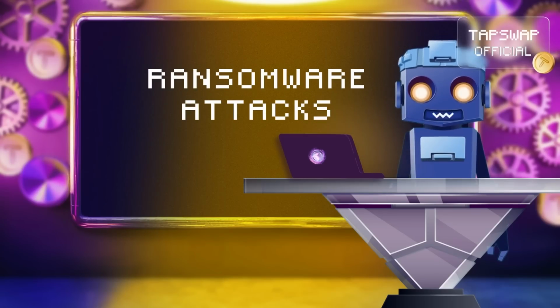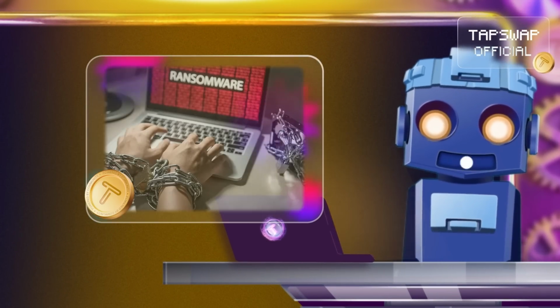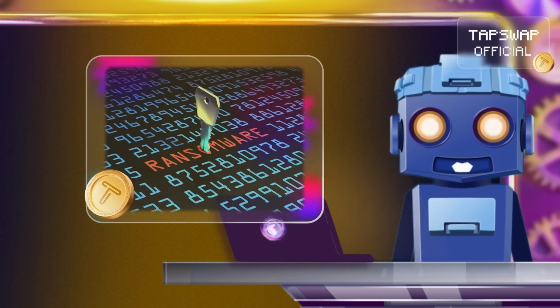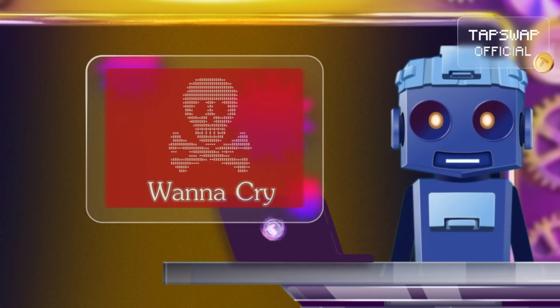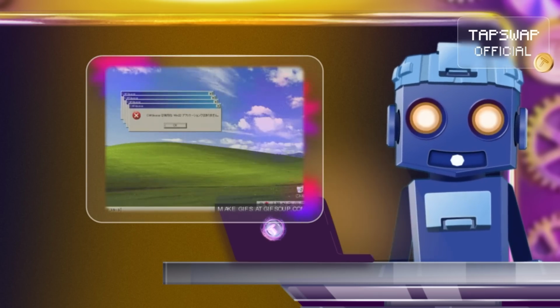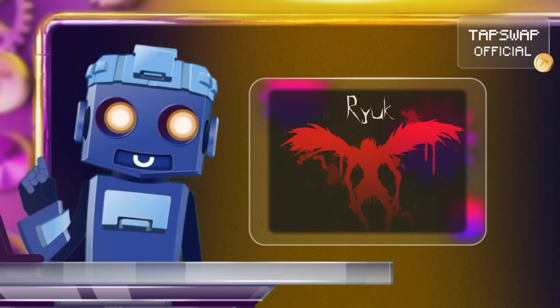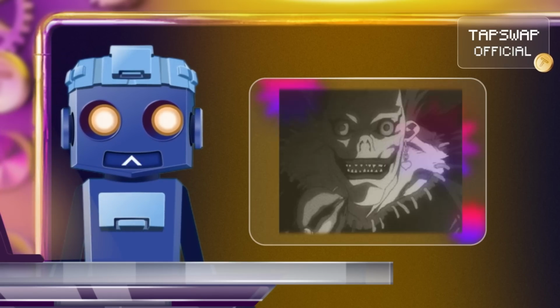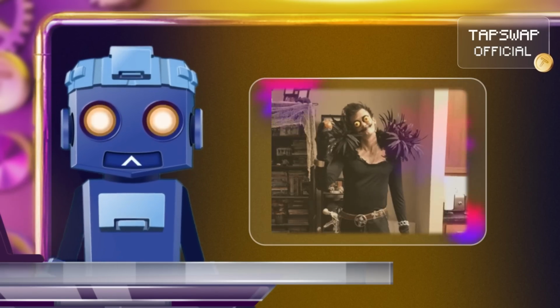Third, ransomware attacks. In ransomware attacks, malicious software encrypts your files or wallets, demanding a ransom, usually in Bitcoin, for the decryption key. Examples: the infamous WannaCry attack demanded Bitcoin ransoms to unlock encrypted files. Another instance is the Ryuk malware, which targeted multiple organizations and demanded Bitcoin payments.